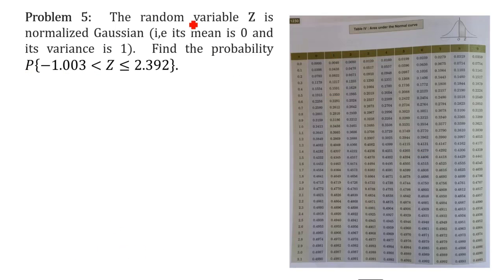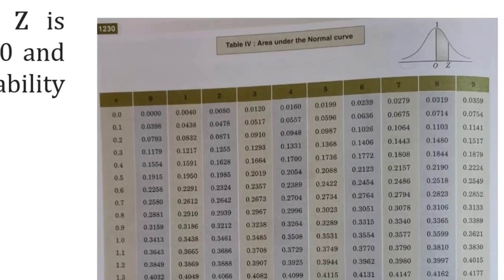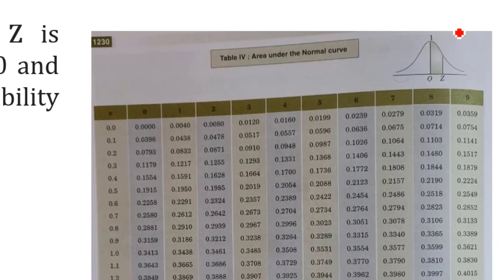Consider the random variable z is normalized Gaussian, with mean 0 and variance 1. Do not worry, it is the property of this normalized Gaussian, right? Find the probability in this range, minus 1.0032 to 2.392. It is nothing but, with the minus sign, it lies somewhere here.